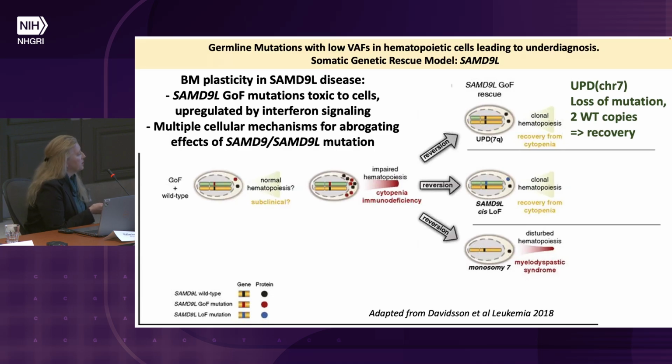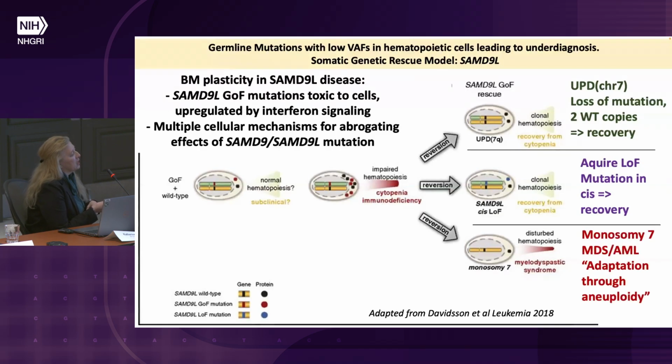One common mechanism is through uniparental disomy. SAMD9L is on chromosome 7, so if there's UPD of chromosome 7, there's loss of the mutation, resulting in 2 wild-type copies and recovery. Another mechanism is the acquisition of a loss-of-function mutation in cis that results in recovery.